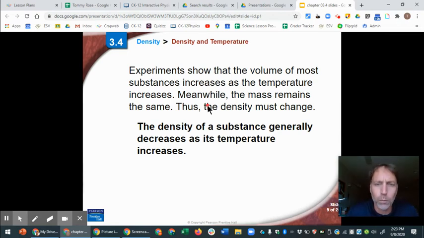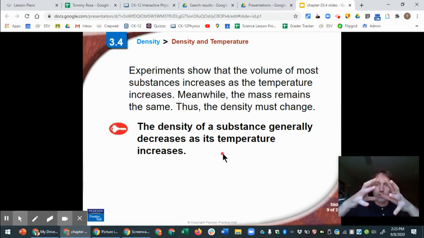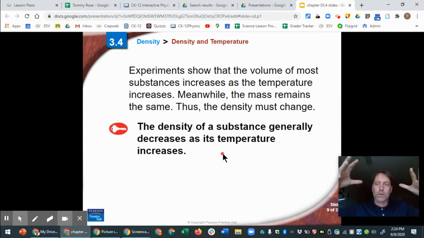So the warmer something is, typically the less dense it is. The density of a substance decreases as the temperature increases. It's because the molecules are getting farther apart; there's more kinetic energy, so there's more movement, and they're expanding. The same mass is taking up more space, so you have a lower density.